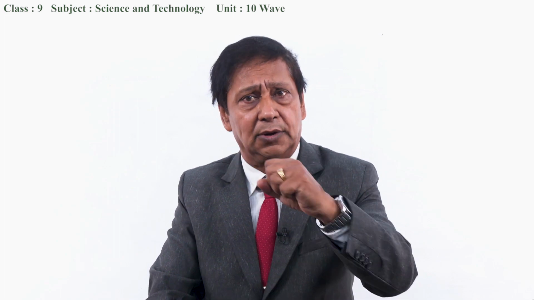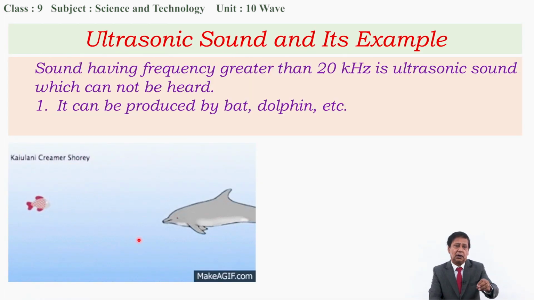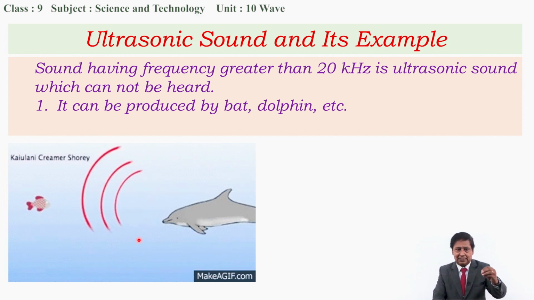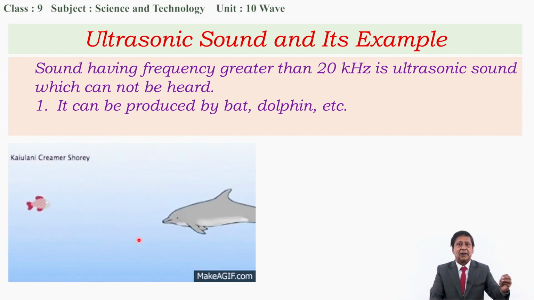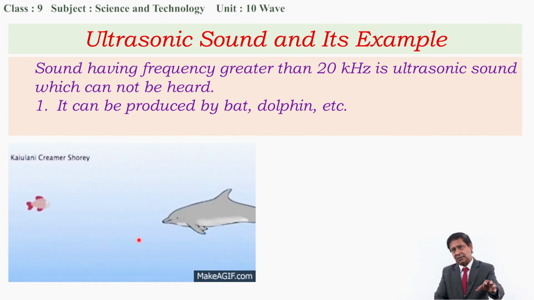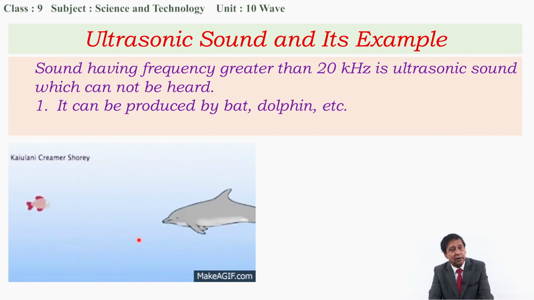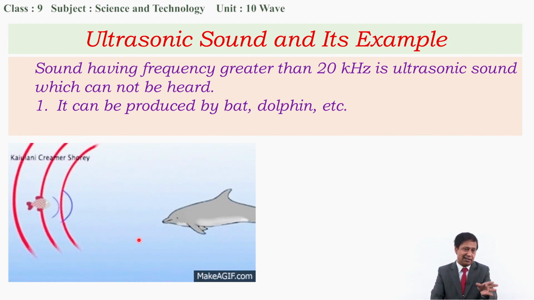Now, dolphin also does the same thing. Look at this. Dolphin releases ultrasound, which when it strikes the fish, then it reflects back, and reflected sound can be absorbed by dolphin, and because of this echolocation, it can attack the fish, it can eat the fish. This is the working mechanism of ultrasound produced by bat and dolphin.